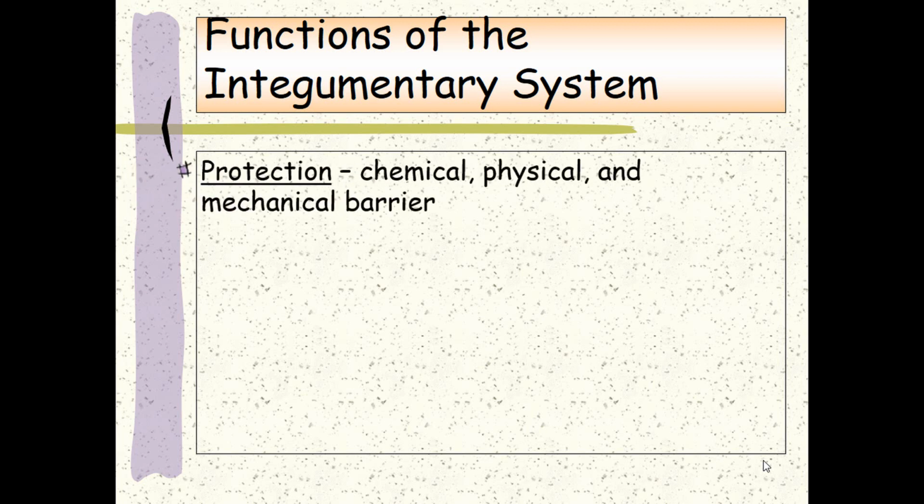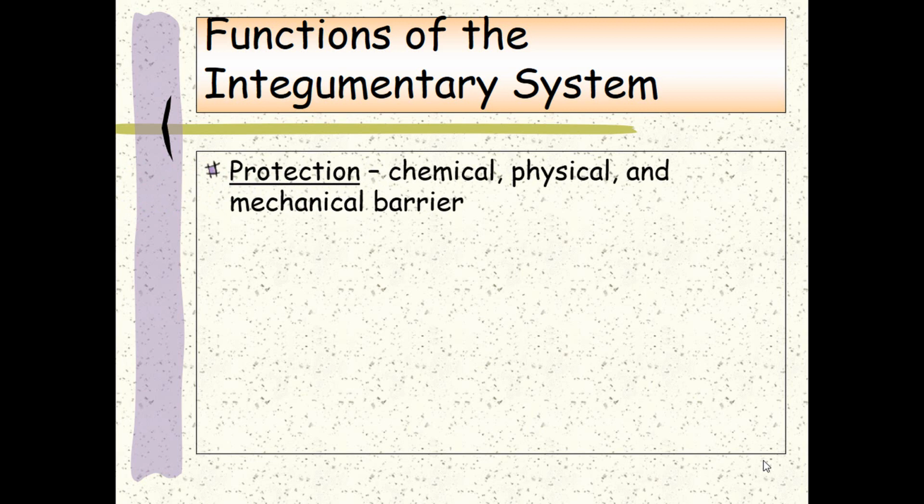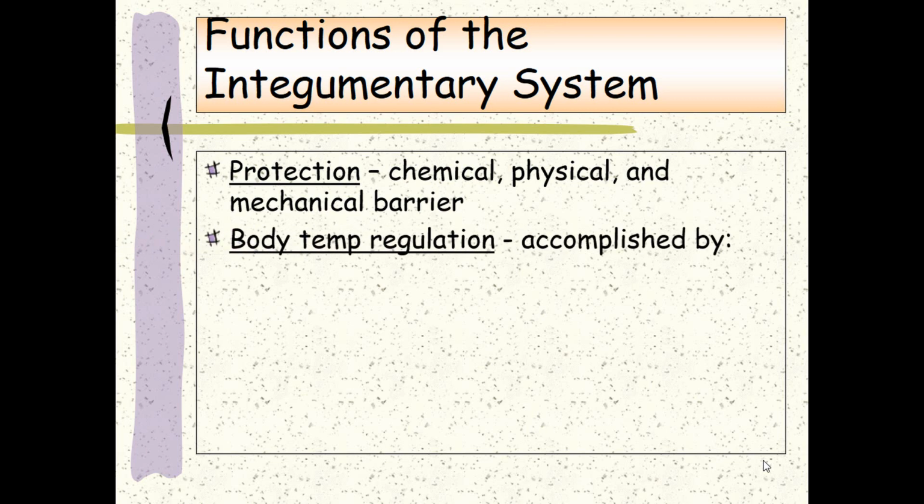So this is just kind of a laundry list of the functions of the integumentary system. First and foremost is going to be protection, provides us a barrier from chemical, physical, and mechanical trauma. It's also going to be involved with body temperature regulation. This is going to be accomplished by the blood vessels dilating when it's trying to cool us, and constriction when it's trying to warm us, right?